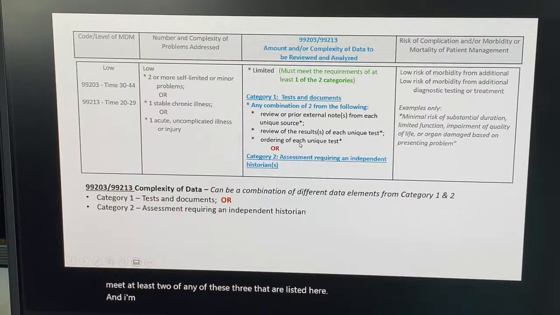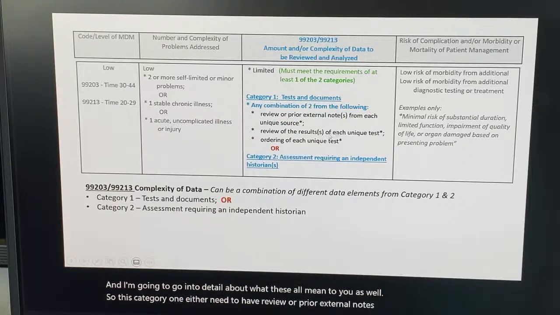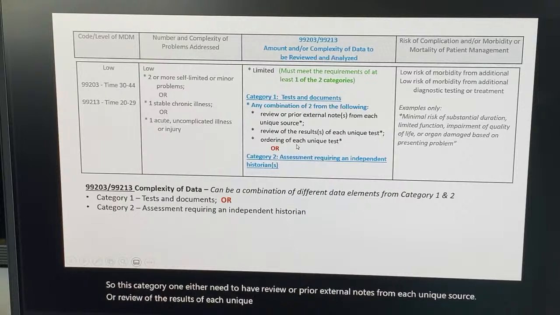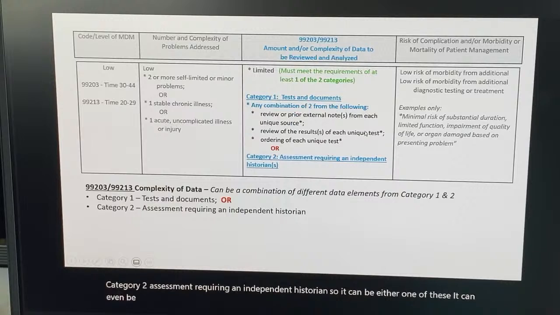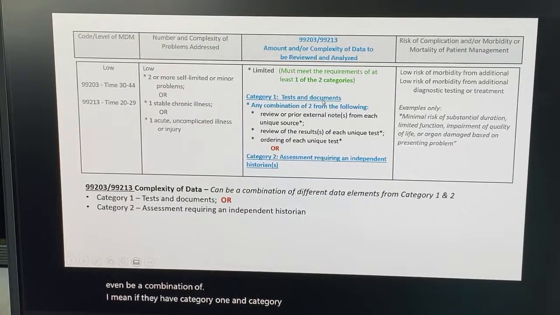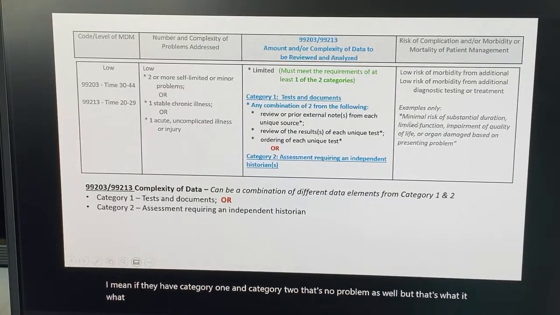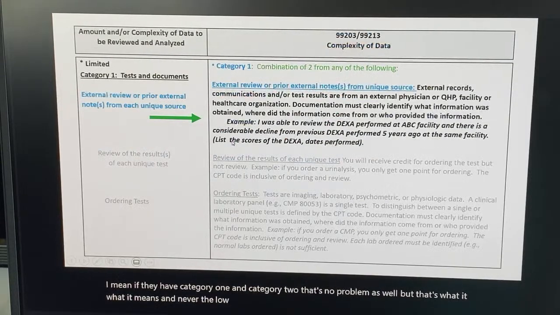And I'm going to go into detail about what these all mean as well. So this category 1, you either need to have review of prior external notes from each unique source, or review of the results of each unique test, or of these in order to get category 1. Or category 2, assessment requiring an independent historian. So it can be either one of these. I mean, if they have category 1 and category 2, that's no problem as well. But that's what it means. And then with the low risk, we're going to go over the low risk here in a minute.